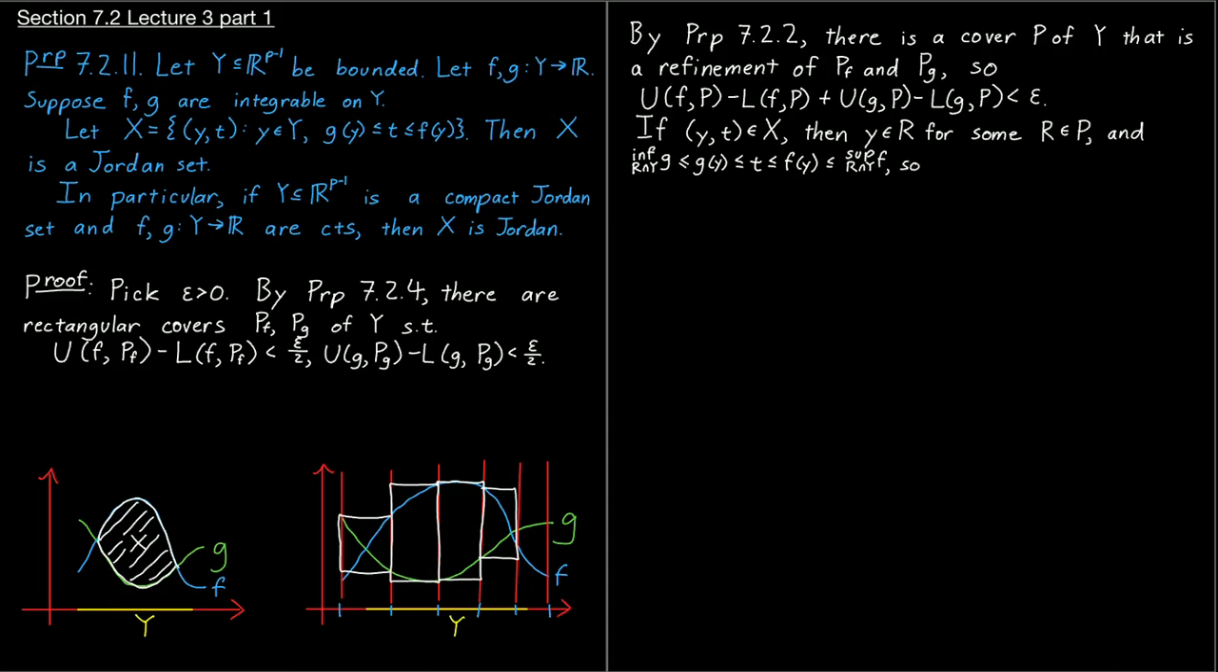So this set, let's call it S. This is the set of all rectangles where the base is a rectangle in P, and then the height goes from the infimum over the rectangle of G up to the supremum of F.